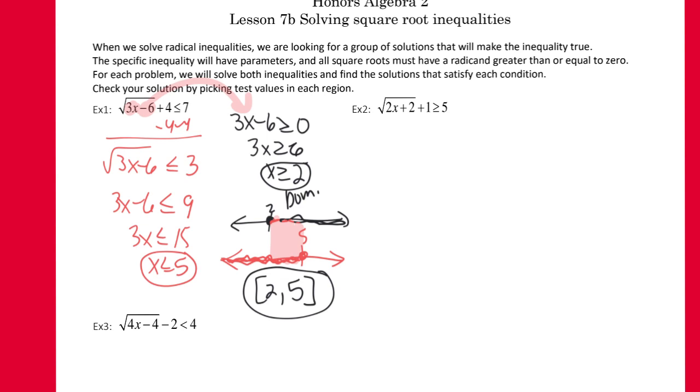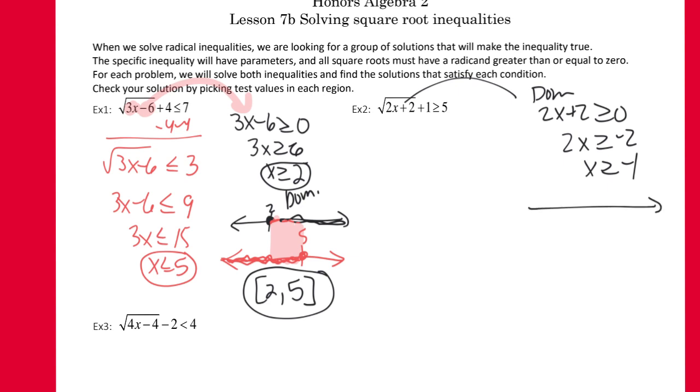You take what's underneath the radical to find the domain, and you say 2x plus 2 has to be greater than or equal to 0. And you minus 2 from both sides, divide by 2, and you get x has to be greater than or equal to negative 1. Okay, so your domain says, let's keep it greater than or equal to negative 1. If it's an open circle, that would be an option, but this says greater than or equal to negative 1. Okay, and then let's find the solutions that make it true.